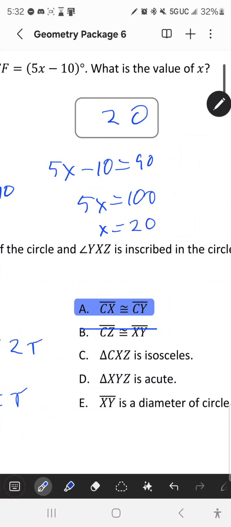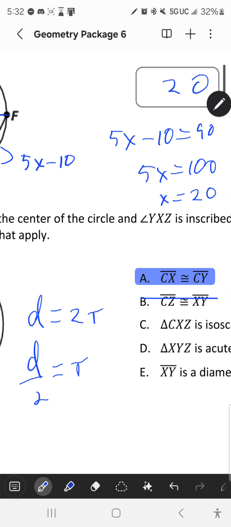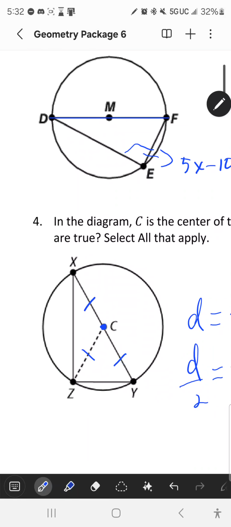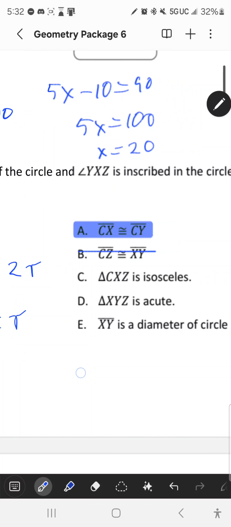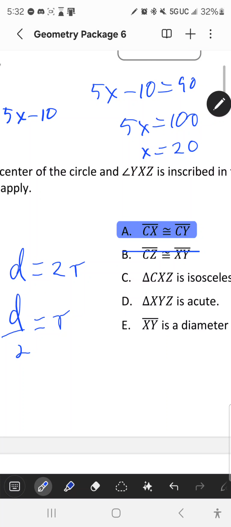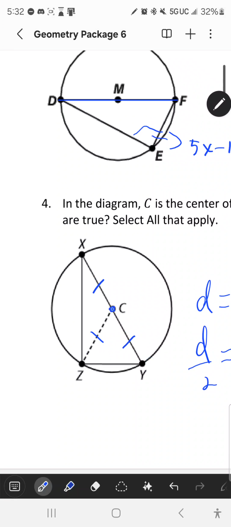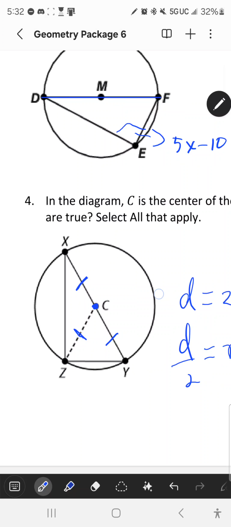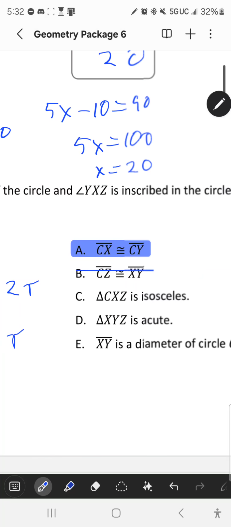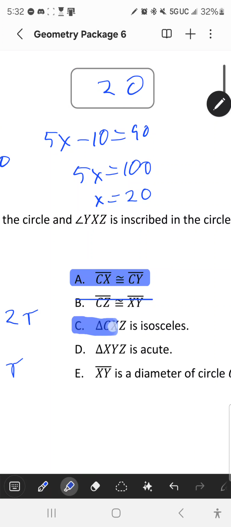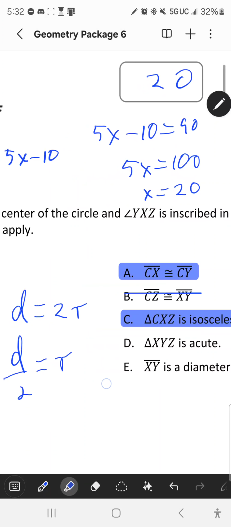So we have that. Now triangle CXC. Okay, CXC is isosceles. Isosceles just means that it has two equal sides, as you can see here. This is equal to this because they are both the radius of the circle and the radii are equal. So yes, it is an isosceles triangle.